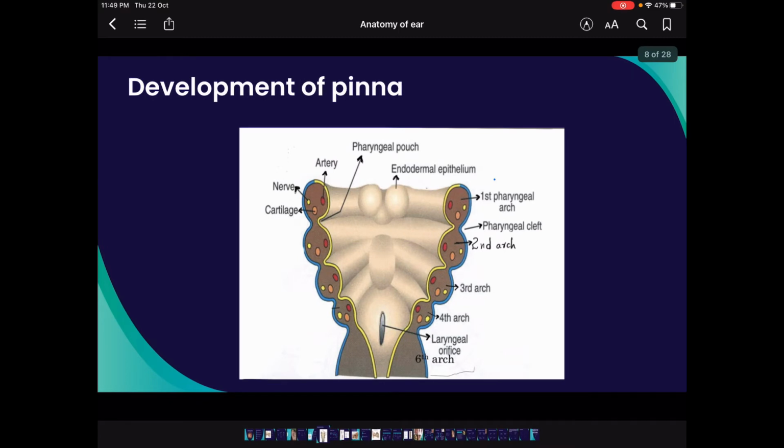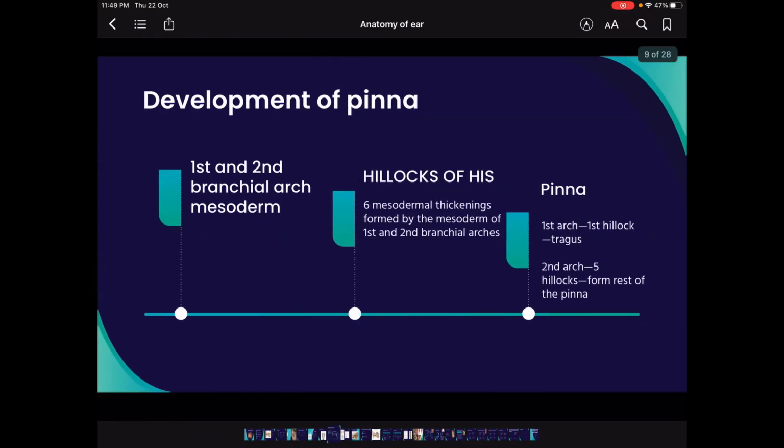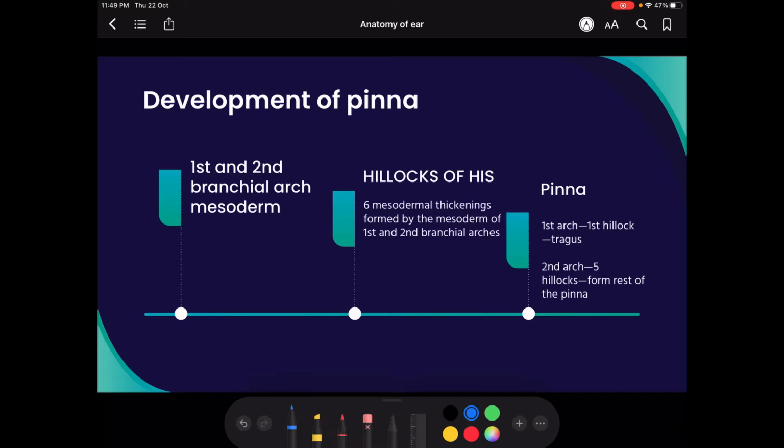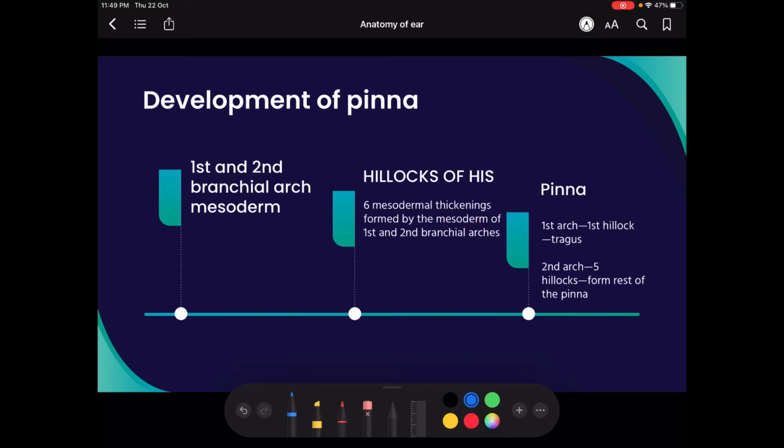And now we are going to see the development of the pinna. The pinna is mainly developed from the first and second pharyngeal arches or branchial arches. The first and second branchial arches give rise to the hillocks of His. Hillocks of His are nothing but six mesodermal thickenings which are formed by the first and second branchial arches or pharyngeal arches. These mesodermal thickenings, that is the hillocks of His, give rise to the pinna.